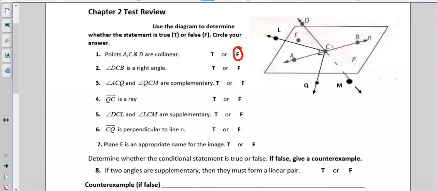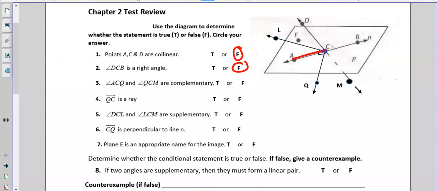DCB is a right angle. Right? Well, I do see a right angle symbol in there, right here. But that is for QCL or LQC. We do not have a right angle symbol right there for DCB. So the answer is false. Again, if the question asked, is LCQ a right angle, it would be true.